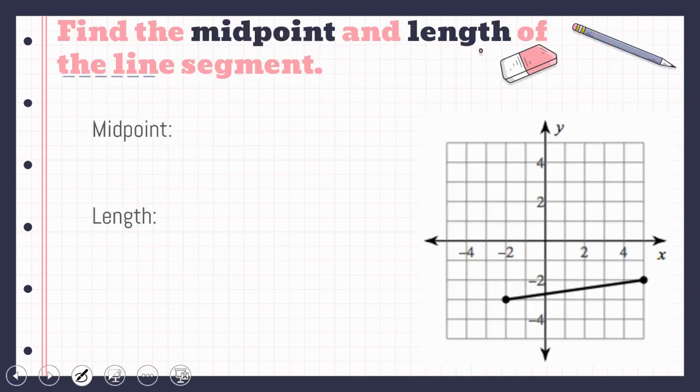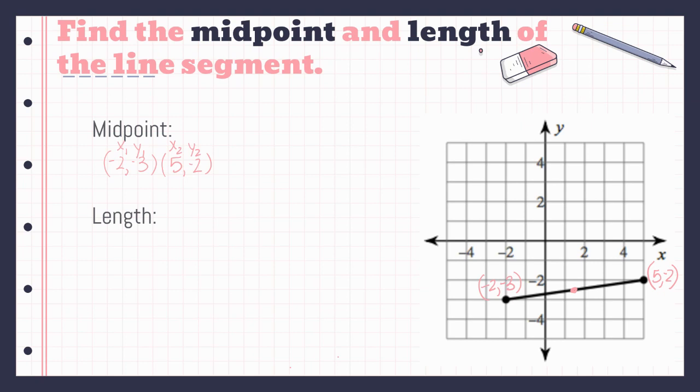The last thing I want to show you is how to find the midpoint and length of a line segment on the graph when it's not very clear, okay? So the midpoint is probably in here somewhere, but we can't tell exactly where that is. So this is where I really probably want to use my formula. So I'm going to figure out what my 2 endpoints are. This endpoint is at -2, -3. This endpoint is at 5, -2. So I'm going to use -2, -3 as my x1, y1, and 5, -2 as my x2, y2.